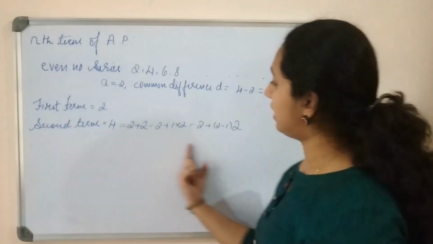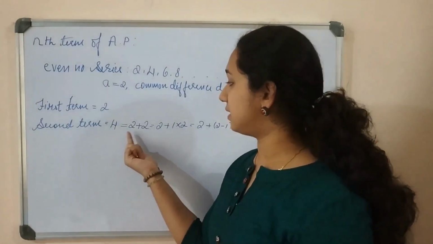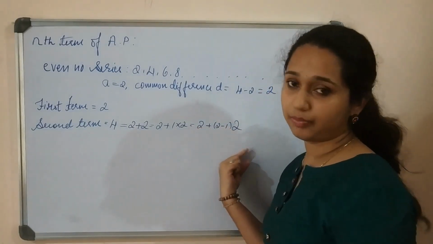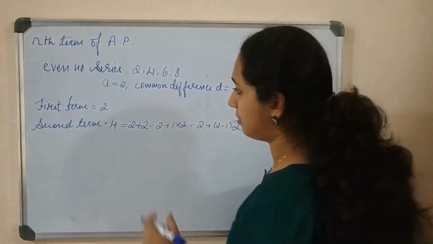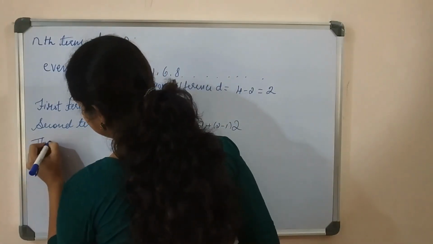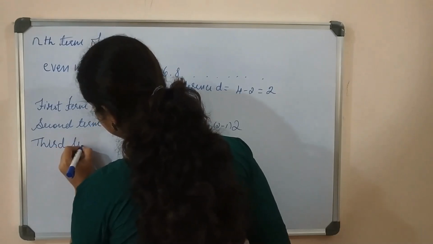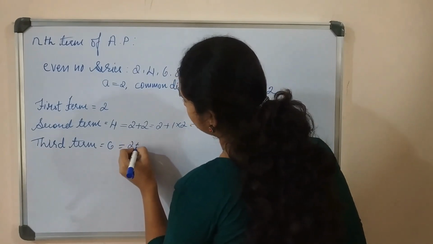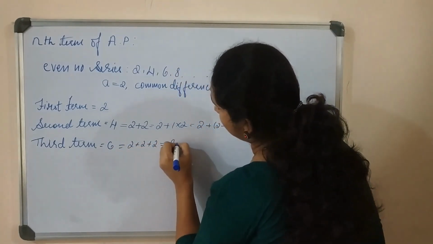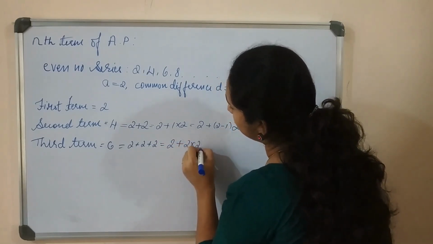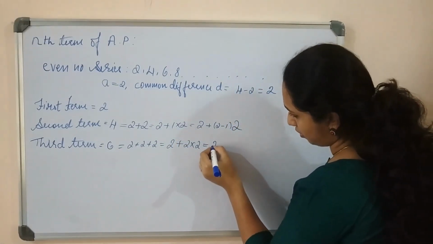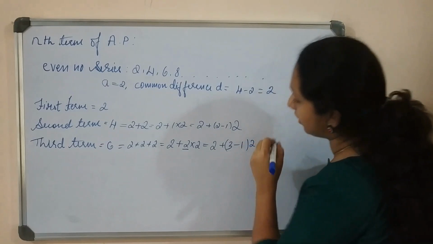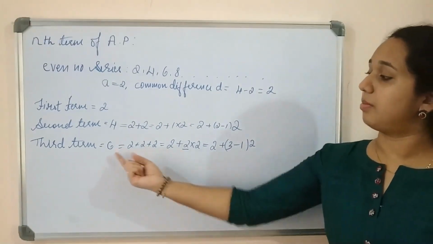Okay. All these are the same. 4 is nothing but 2 plus 2. I can write 2 plus 1 into 2. I can write 2 plus 2 minus 1 into 2. So all this gives me the same answer. Similarly, I'll take the third term. It is nothing but 6. I can write it as 2 plus 2 plus 2, which further I can write as 2 plus 2 into 2, which further I can write as 2 plus 3 minus 1 into 2. Again we get the same number.